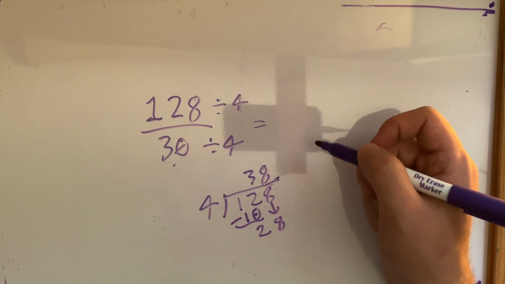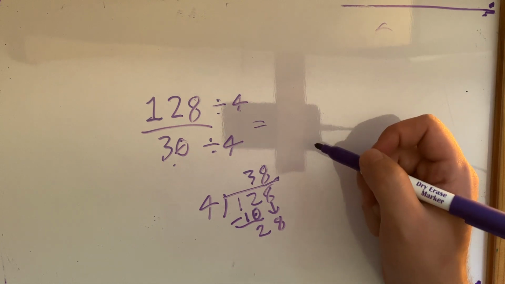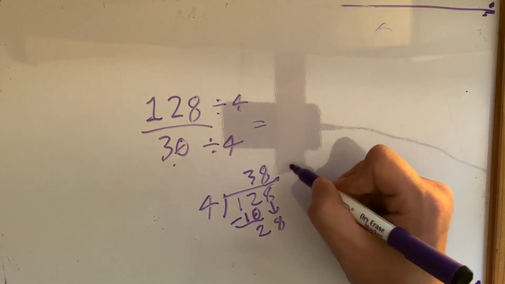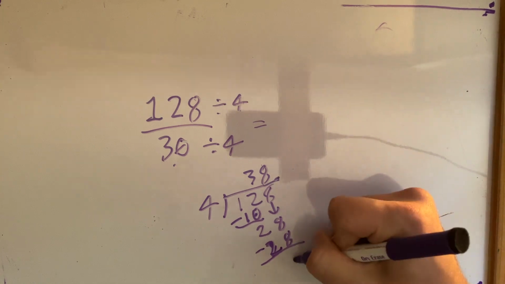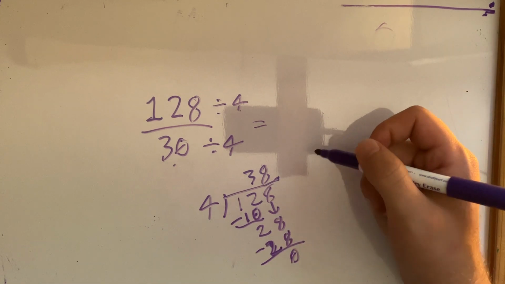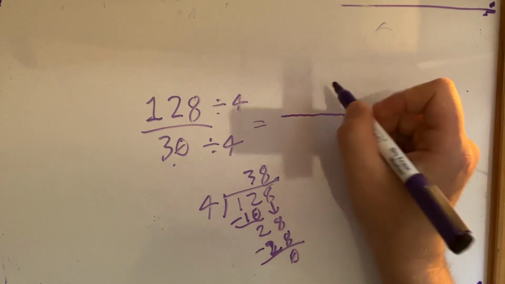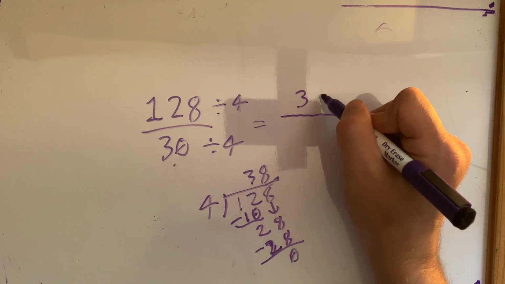Let me just double check since I'm still a little new to base 12. I want to be absolutely sure. Yeah. Okay. So minus 28, we get 0. Okay, so we know that at the top we get a 38.